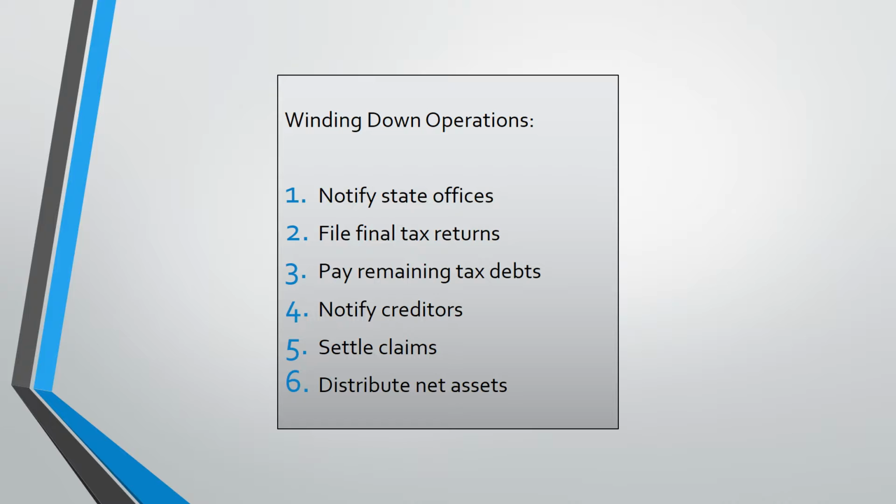It should notify various state offices, such as the Department of Revenue or the Employment Office, and file any final tax returns by checking the box indicating it's the final return, then paying any remaining tax debts for payroll, sales tax, income taxes. It should notify creditors. Typically this is done directly or through a notice in the newspaper, and then settle any outstanding claims. If there are any remaining assets, they can be distributed to the shareholders on a pro rata basis at this time.